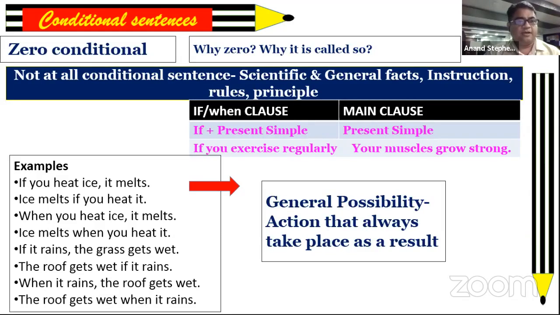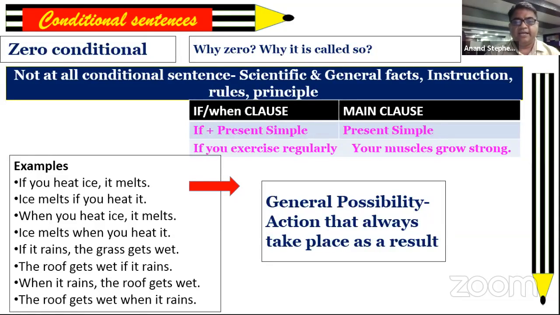Some more examples are here. If you heat ice, it melts. Again, it is a scientific fact. Ice melts if you heat it. Another way to make the same sentence: when you heat ice, it melts. Ice melts when you heat it. If it rains, the roof gets wet. When it rains, the roof gets wet. The roof gets wet when it rains. So either we can use if or when.